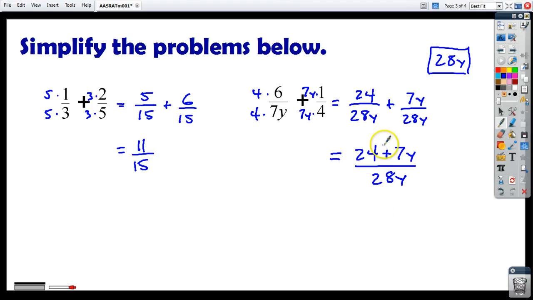Alright, so that's the same idea as just coming up with the LCD with fractions, except we're applying it now to rational expressions.